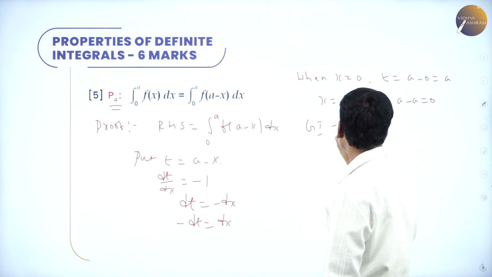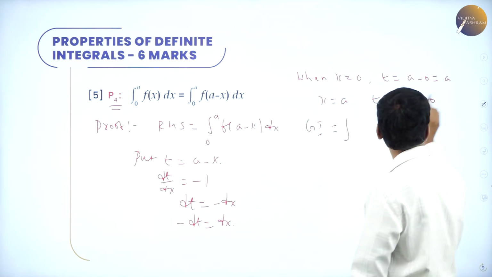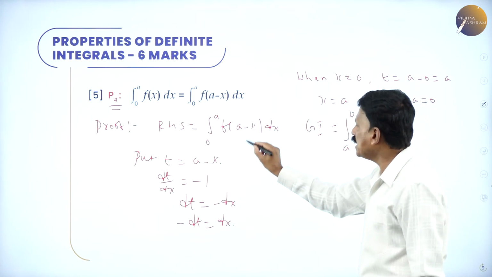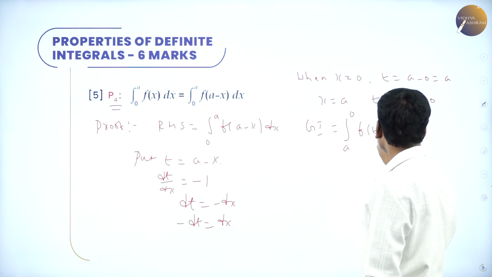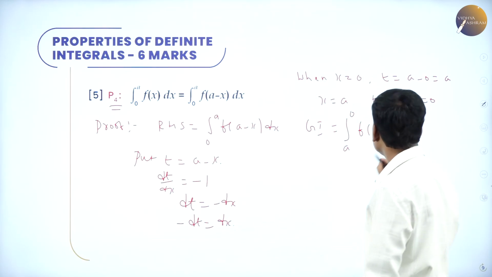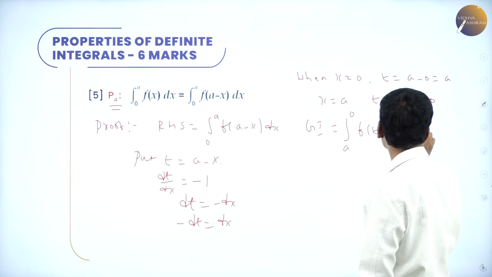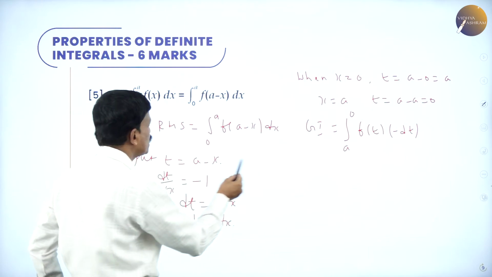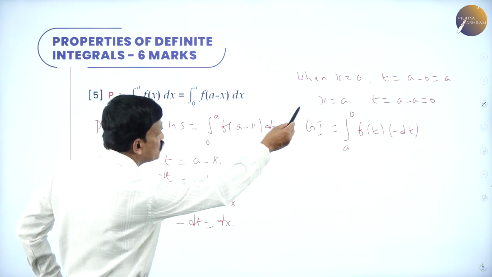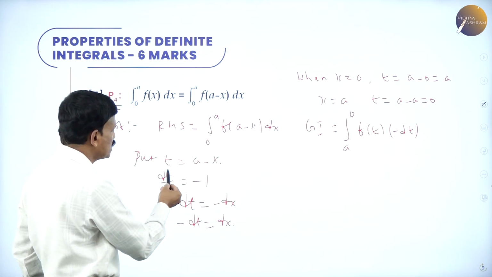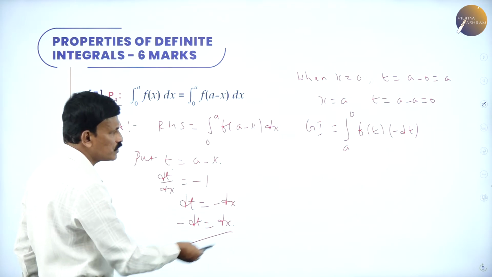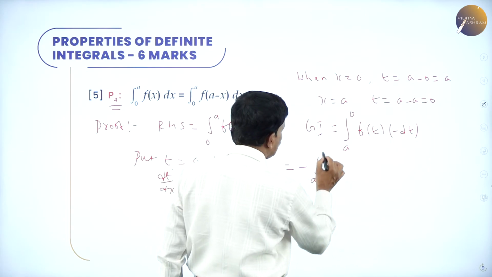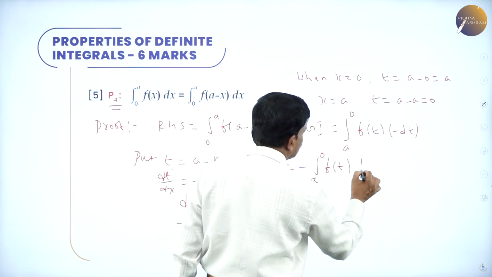This given integral reduces to integral 0 to a, which becomes a to 0, f of a minus x is t, into dx. What is dx? dx is equal to minus dt. That's it. See here: 0 to a f of a minus x dx reduces to a to 0 f of t, and dx is equal to minus dt. You can take the negative sign out: minus a to 0 f of t dt.